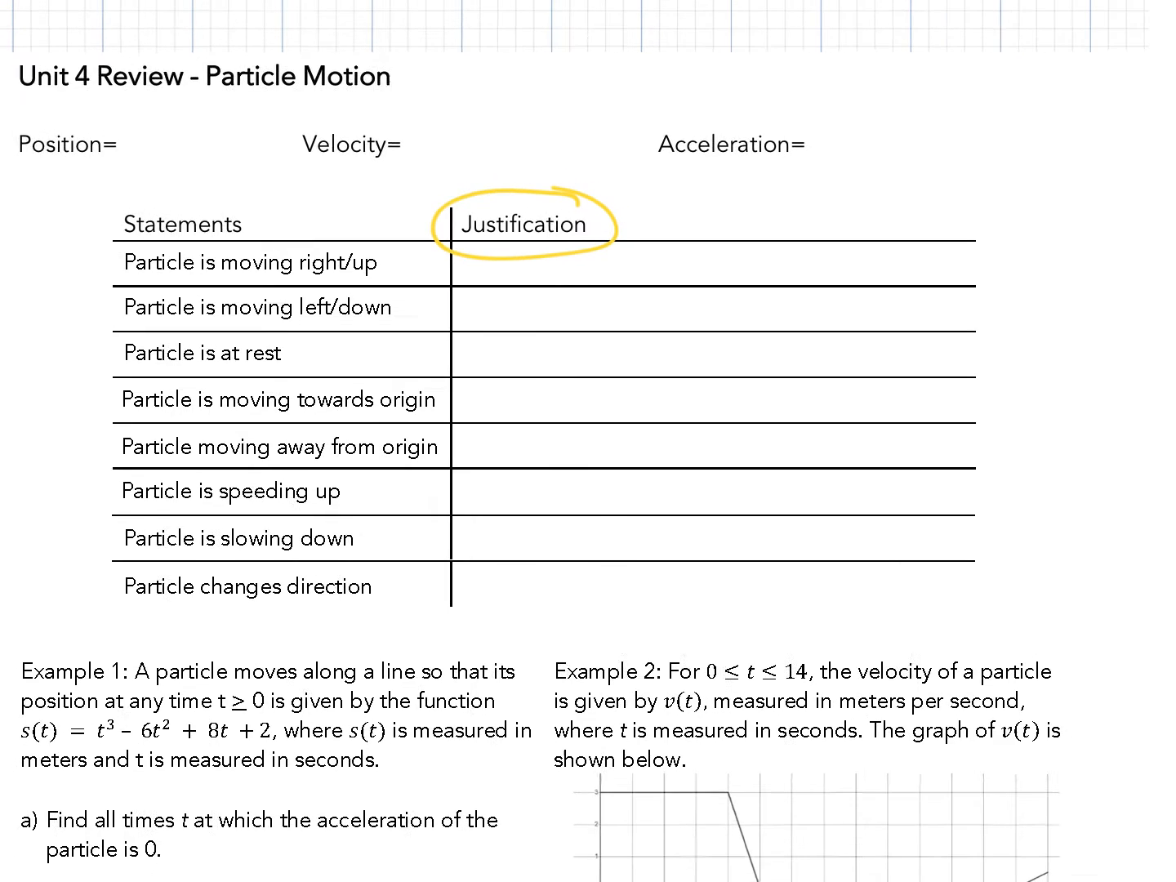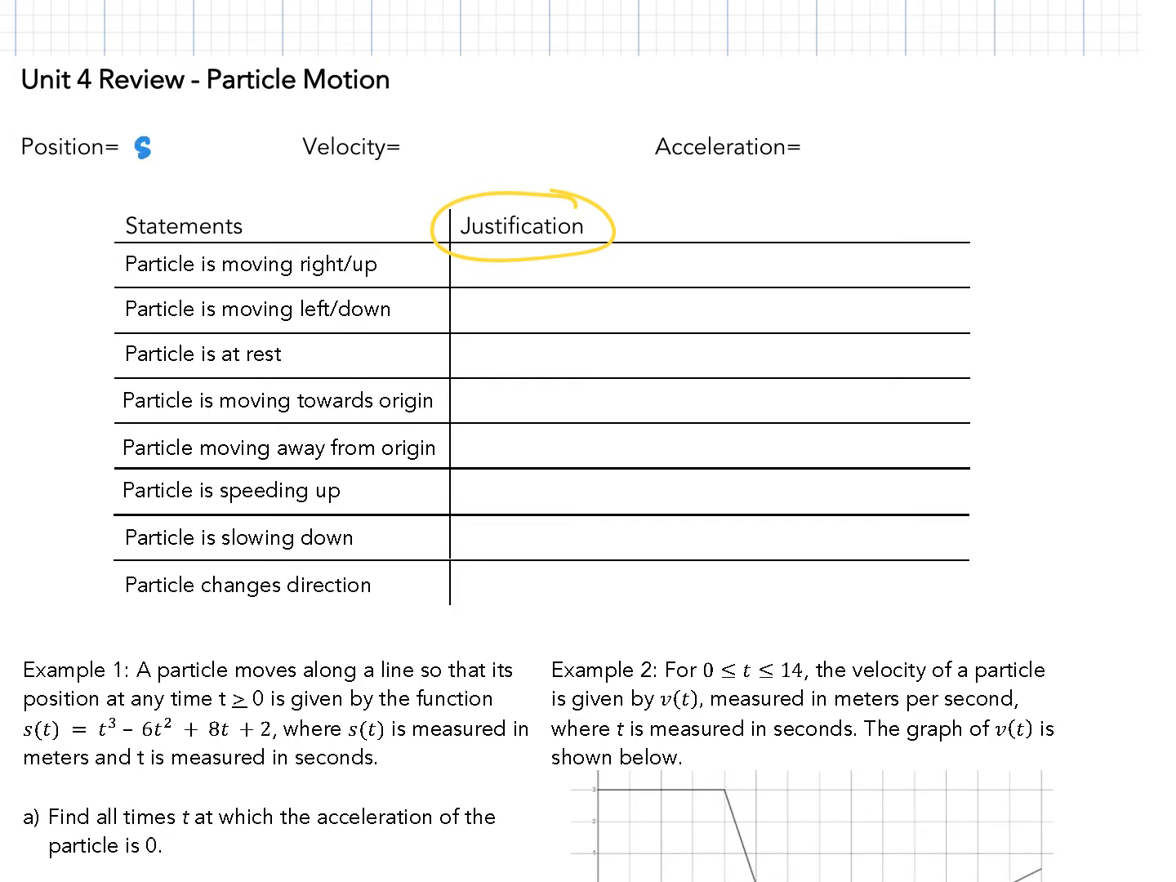We always define position as the primary function. A lot of times they use the letter S to stand for the position. So then velocity, v of t, is s prime. So they're related by that first derivative. And then acceleration, a of t, is going to be s double prime.